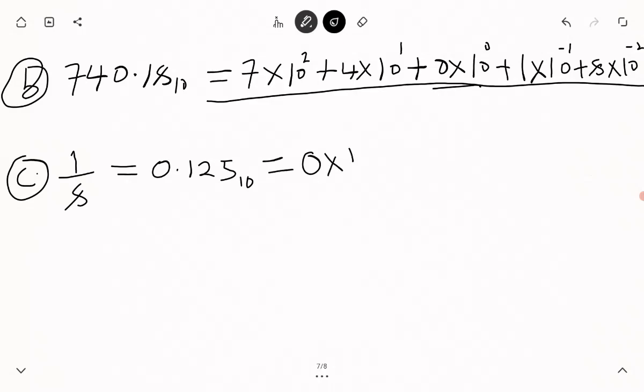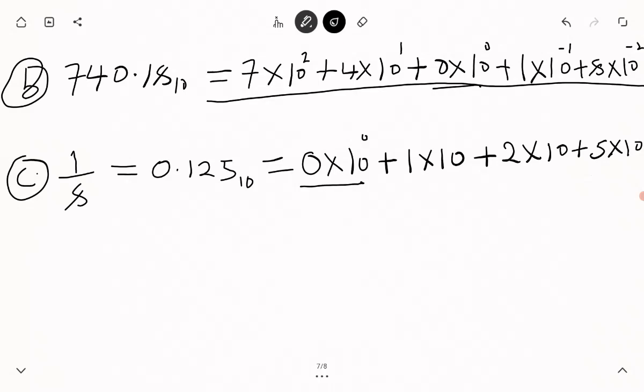0 times 10. Then remember our dot comes, plus 1 times 10, plus 2 times 10, plus 5 times 10. So here is where we have our dot, after this 0. So we'll put 0 here.